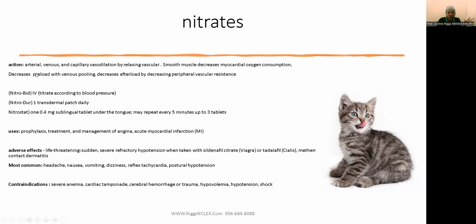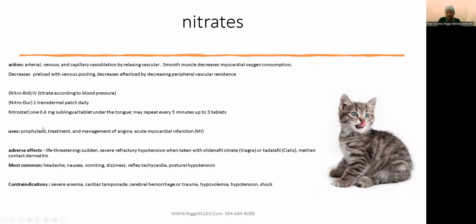Now, how do they work? Arteriovenous capillary vasodilation, by relaxing vascular smooth muscle. So it's going to open it. That's what it's doing, dilation, because the client really has some constriction, right? So we need to open. So we're going to vasodilate, and that's what these drugs are doing. Smooth muscle, decrease myocardial oxygen consumption, so the heart doesn't need as much O2. Decrease preload with venous pooling, decrease afterload by decreasing peripheral vascular resistance. So that's how it helps the heart work better and not harder.